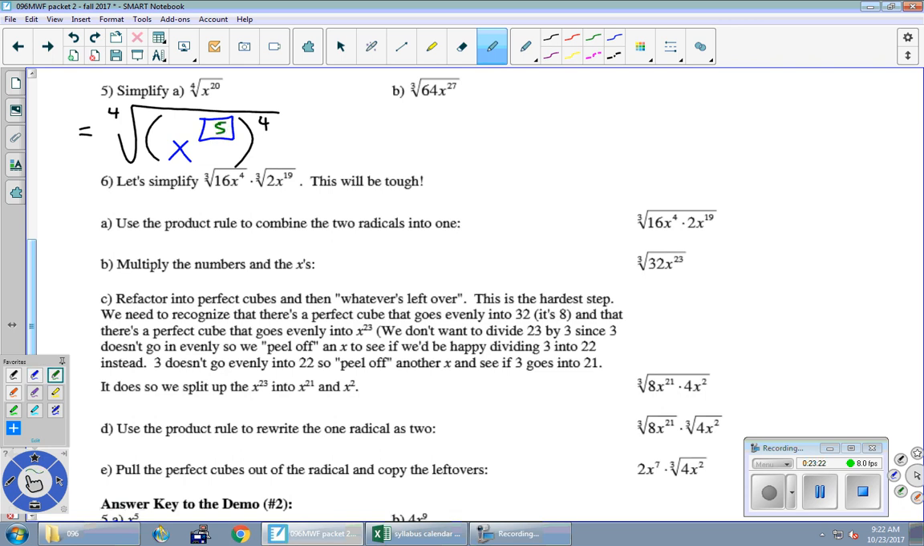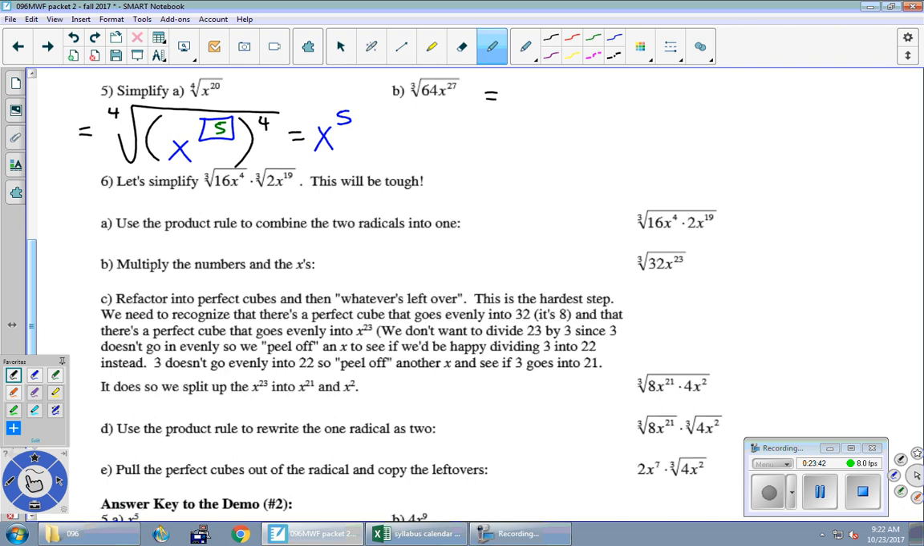Because 5 times 4 is 20. And then we've got all this cancellation. And what's our final answer? X to the 5th. No more radical. The 4th root and the 4th power all perfectly balanced. They cancel. And you just get x to the 5th. That's it. Okay, let's do one more together here.